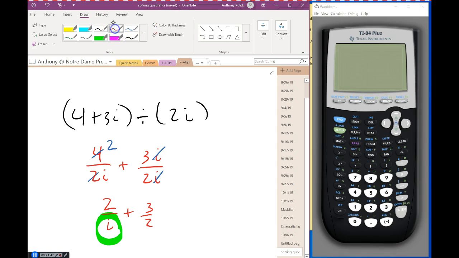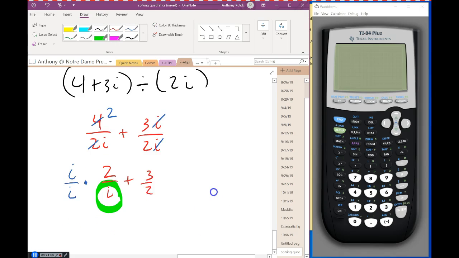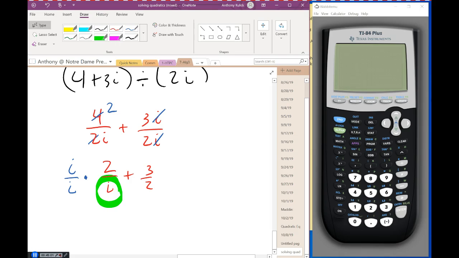So what I'm going to do is I need to get that i out from the denominator of my fraction. I'm going to accomplish that by multiplying the top and bottom by i. Now if I multiply by i over i, what am I really just multiplying by? 1, which doesn't do anything, so I'm free to do this.